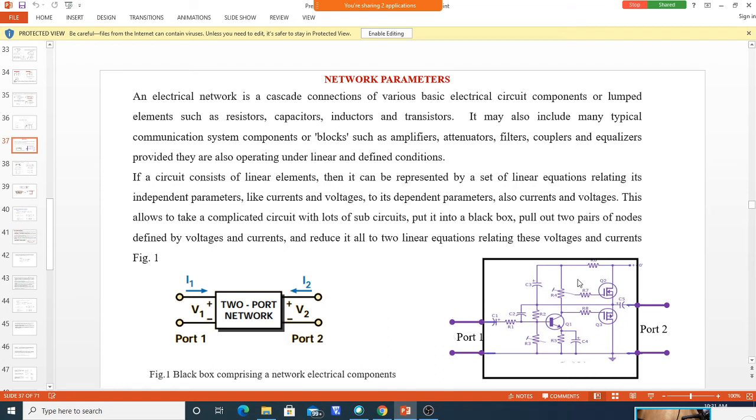For example, if it is an amplifier, the gain should be equal to 10. What we do is apply a signal here and look at the output voltage here. The output voltage must be equal to 10 volts. If the input is 1 volt, the output must be 10 volts. Then we come to know that it is working as an amplifier.